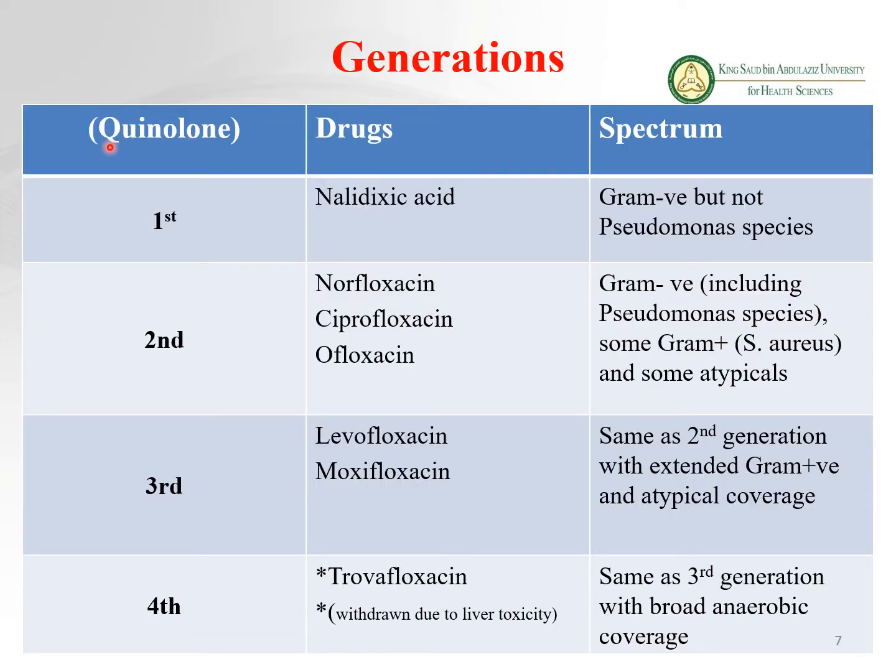It has different generations. The first generation, nalidixic acid, was first discovered, and it was effective only against gram-negative bacteria, but not Pseudomonas species. Then in the second generation, the spectrum increases: norfloxacin, ciprofloxacin and ofloxacin have gram-negative coverage, including Pseudomonas species, and some gram-positive Staphylococcus aureus, and some atypical bacteria. The third generation has more spectrum, the same as the second generation, with extended gram-positive and atypical coverage. Levofloxacin and moxifloxacin are the third generation in this class.